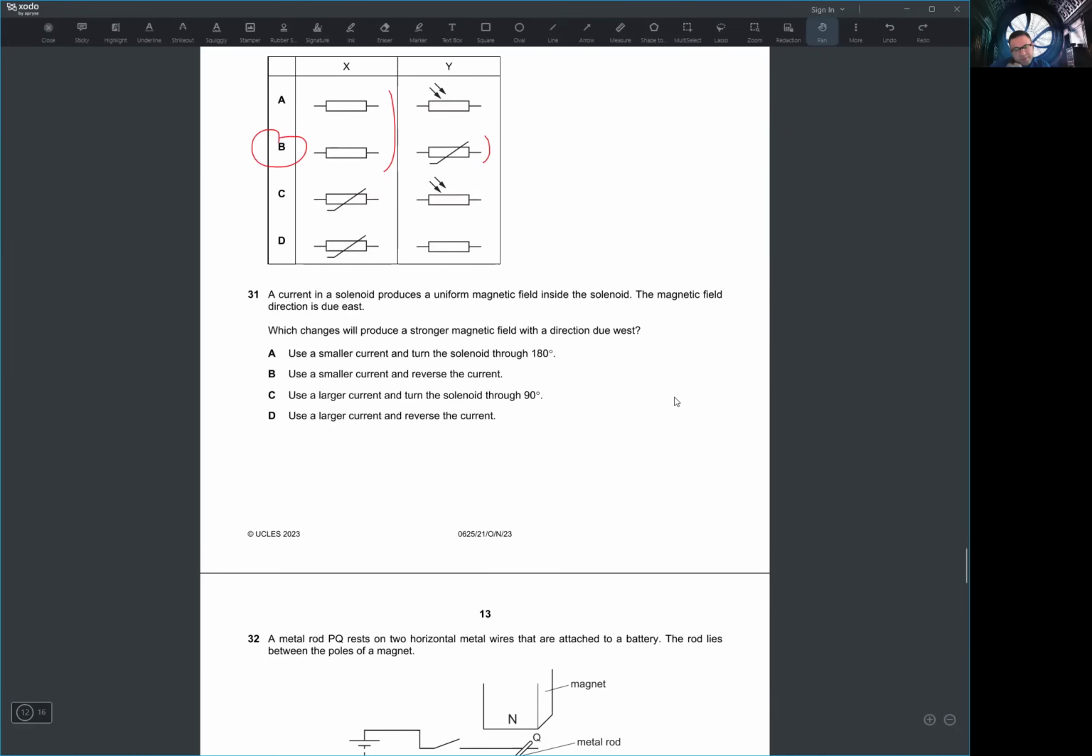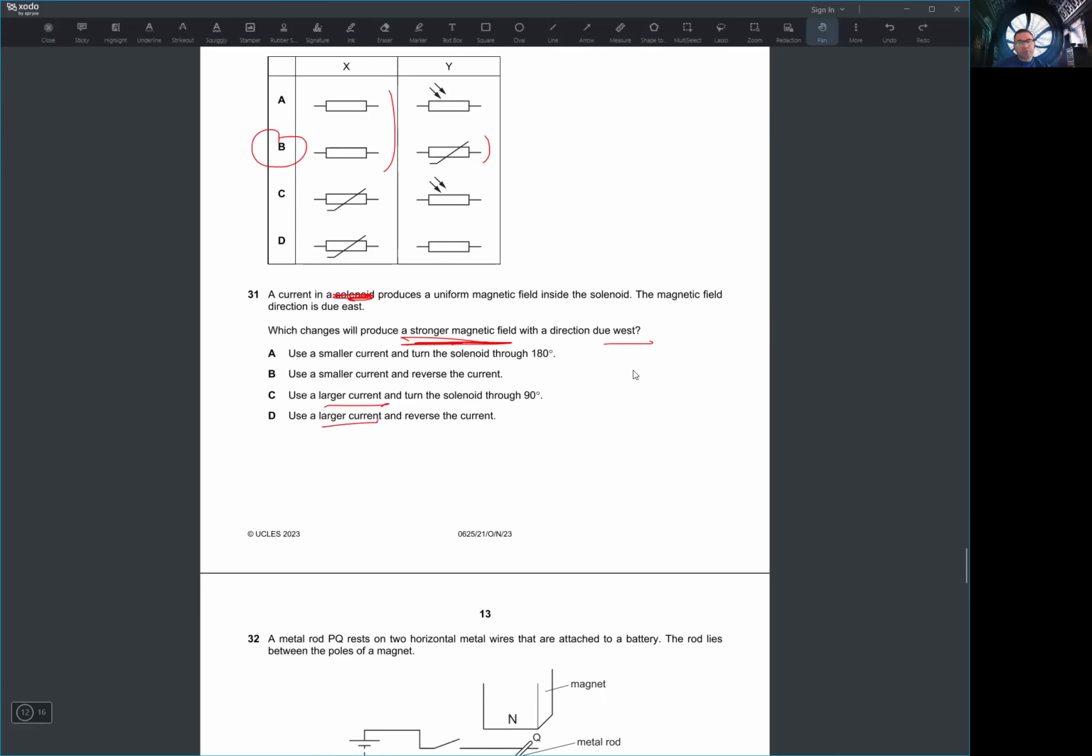A current in a solenoid produces a uniform magnetic field inside the solenoid. The magnetic field direction is due east. Which change will produce a stronger magnetic field with the direction due west? So you want a stronger field, and this is a solenoid. So you want a smaller or larger current? Larger current, because you want a stronger field. So it's either C or D.